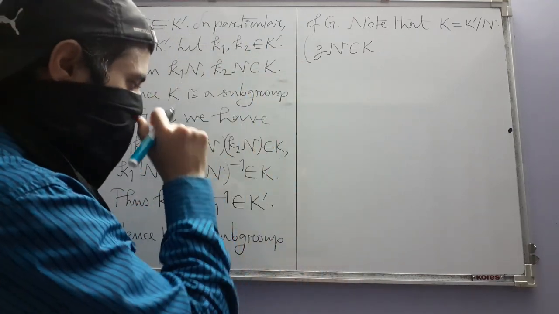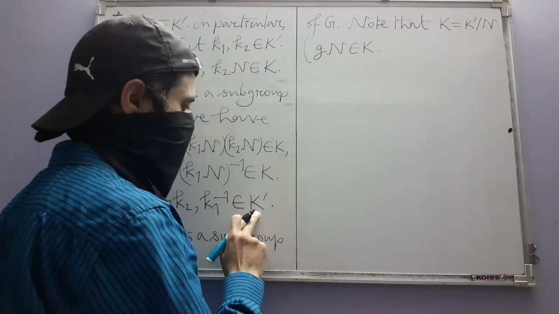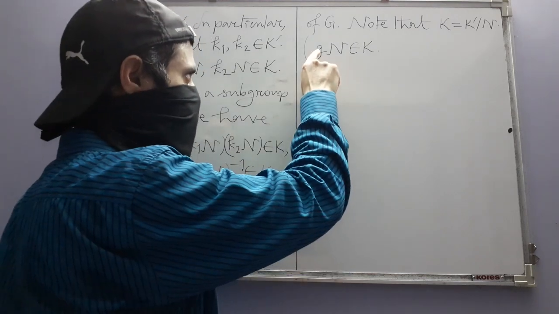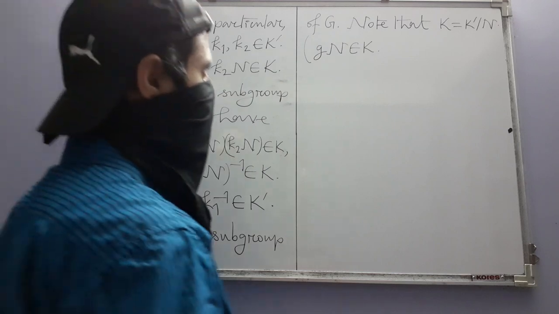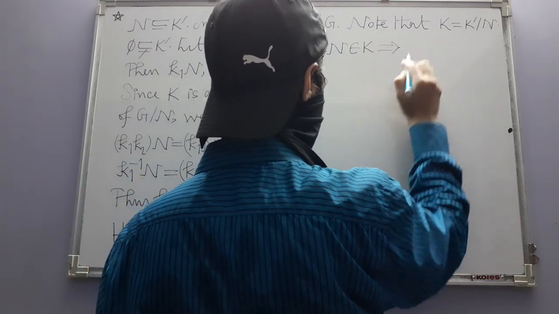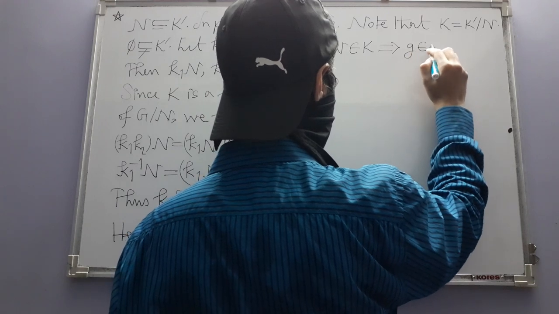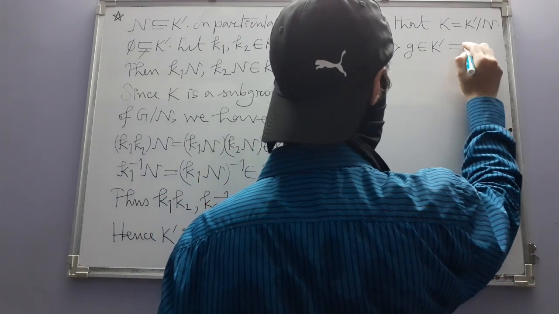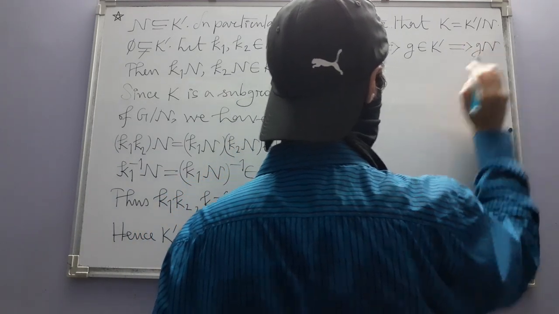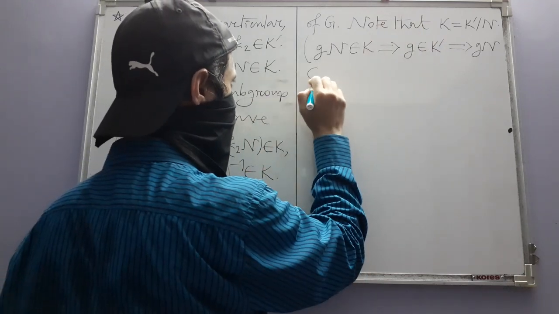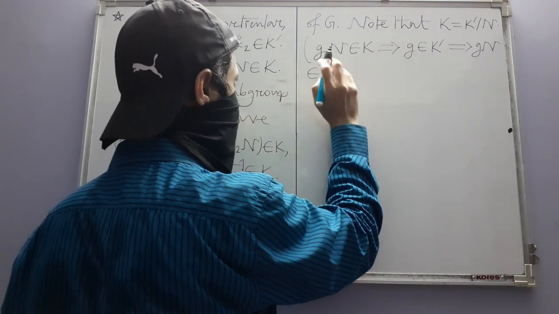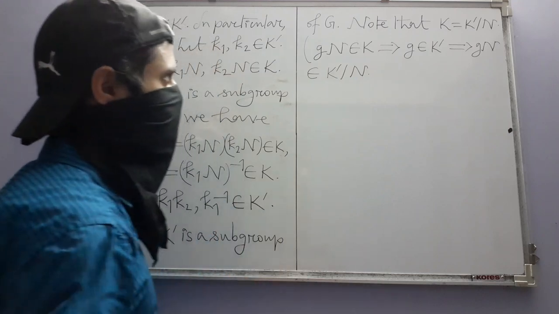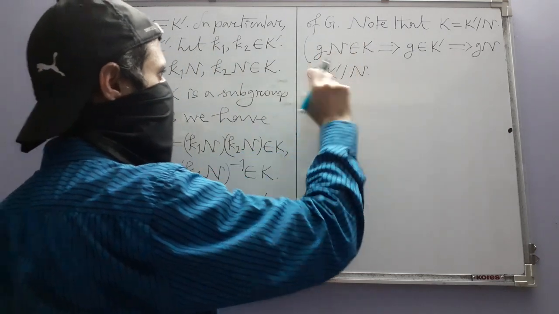So gN is just any element from K, where g is coming from capital G, of course. But if you go back to the definition, K prime consists of precisely those elements small g for which gN belongs to K. So this implies what? g belongs to K prime. And if g belongs to K prime, then gN by definition of quotients belongs to K prime by N. So that means K is a subset of this.